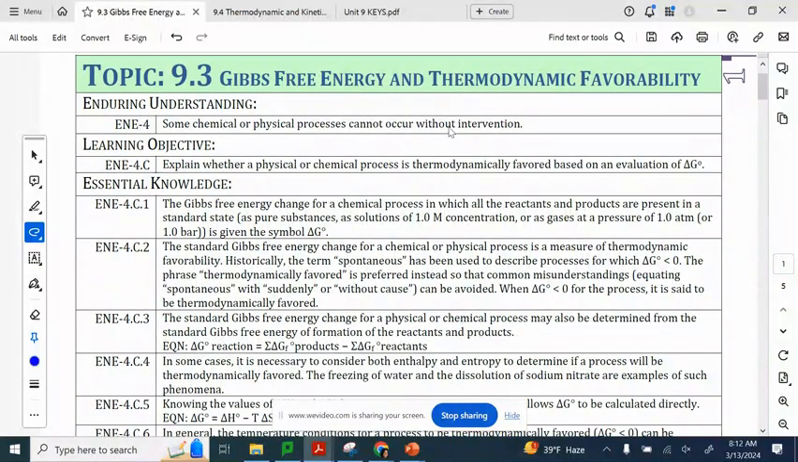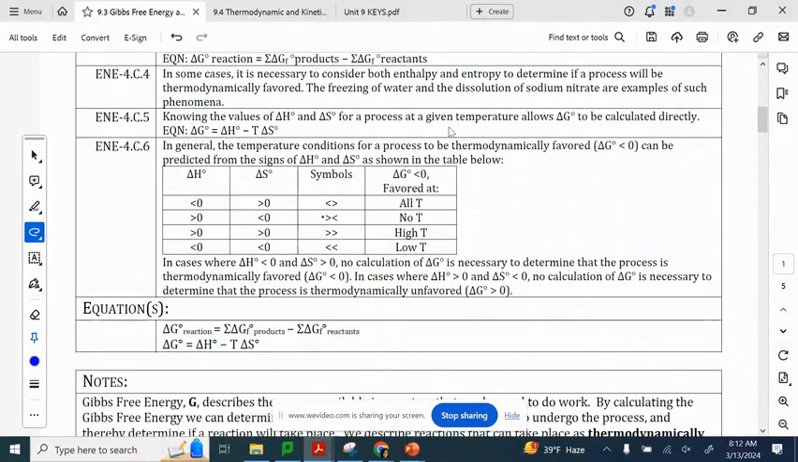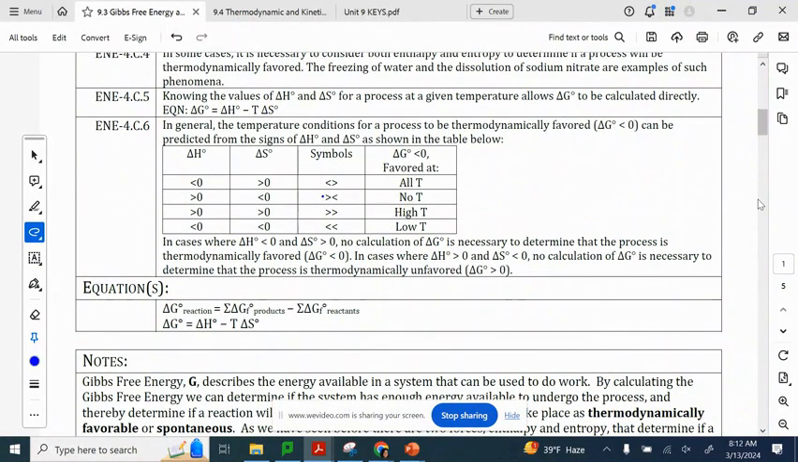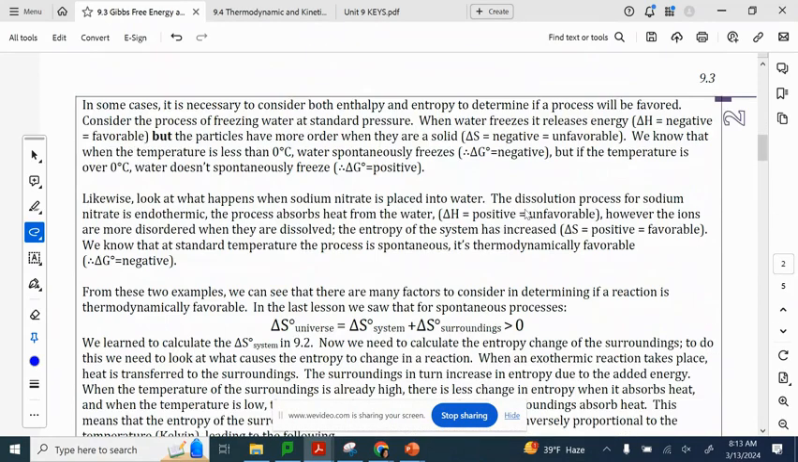9-3 Gibbs free energy. Yeah, this is exciting times, guys. This is another thing that you get to memorize. This chart right here. Okay. We're going to come back to this if they don't have it down further below. I don't remember if they do or not.